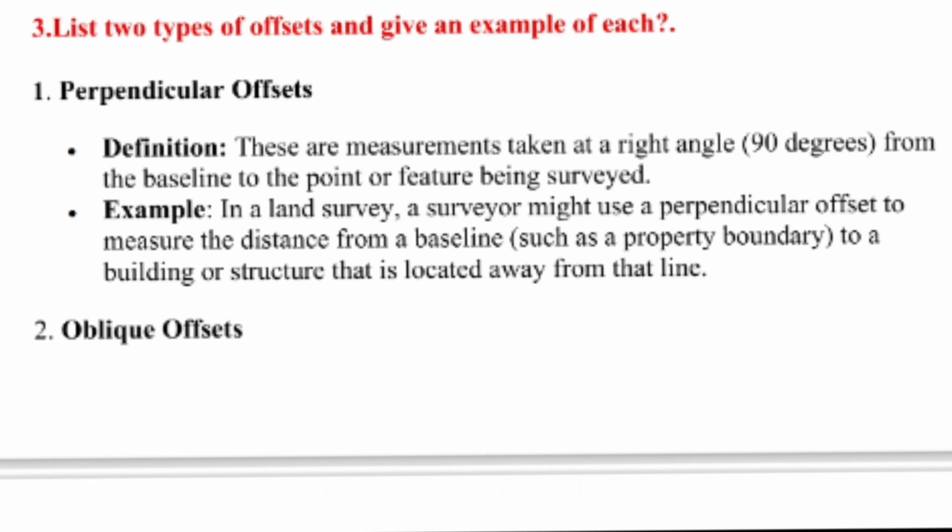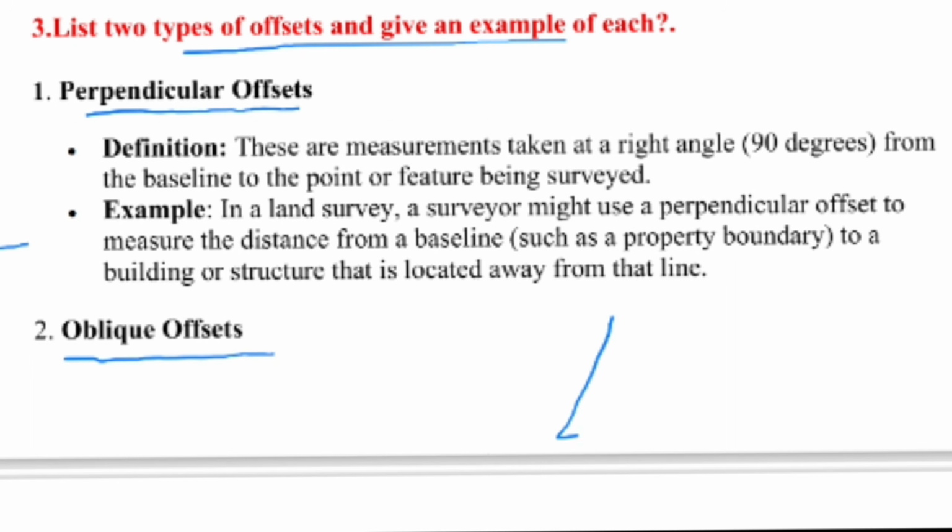The next question is: types of offsets, and you have to give examples. There are two types of offsets: perpendicular offsets and oblique offsets. Perpendicular is nothing but 90 degrees. Oblique is less than 90 degrees, it may be 60 degrees.